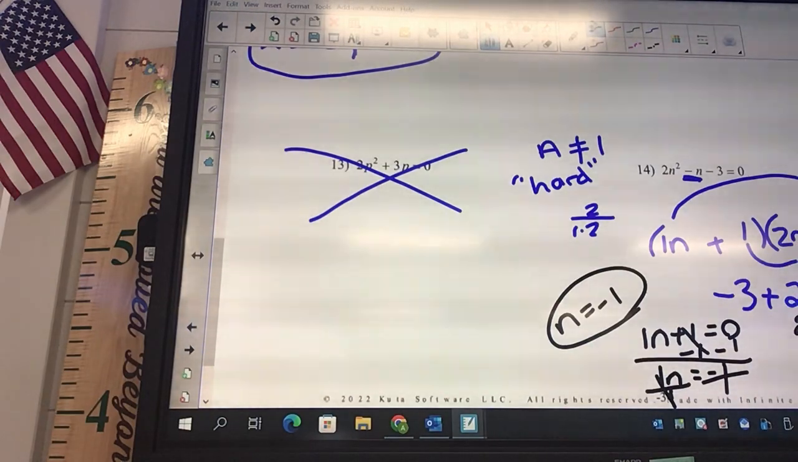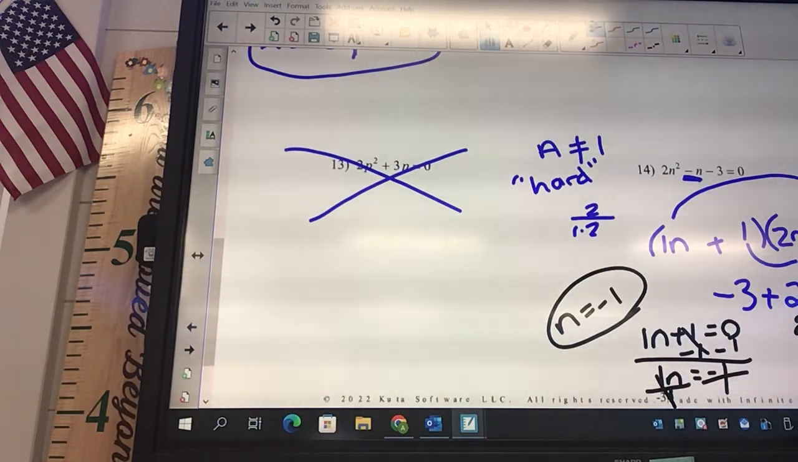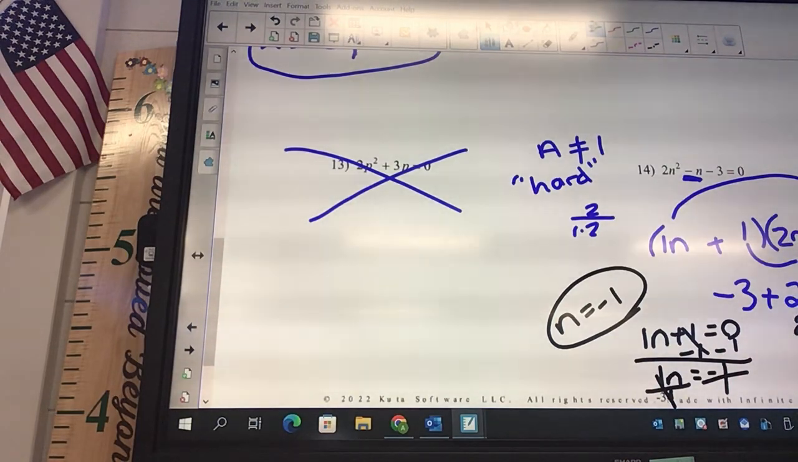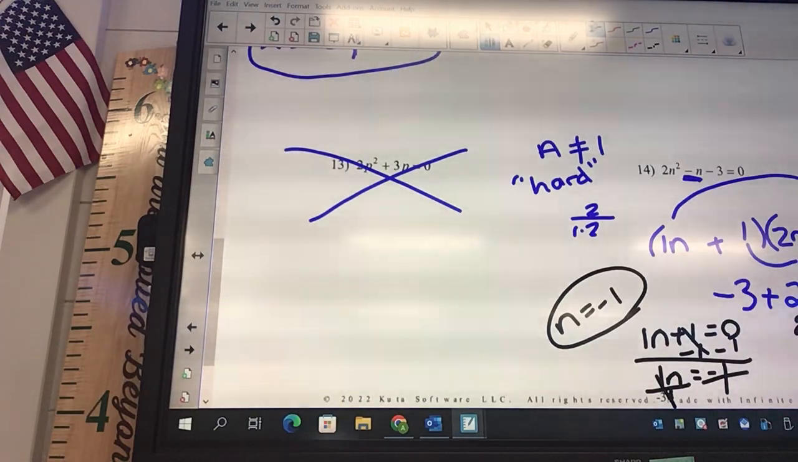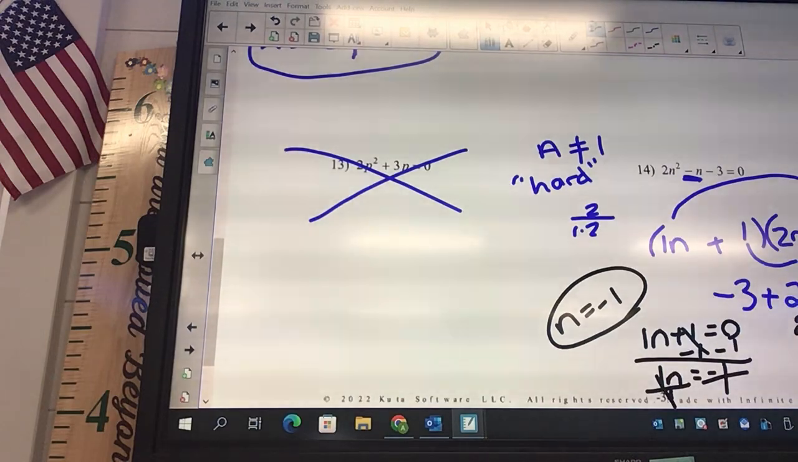Okay, and then we do this one. What do I move first? The 3. How do I move a minus 3? Plus 3. So we got 2n equals 3. Then what do I do? Divide by 2. So we got n equals, and we're just going to leave it at 3 over 2.